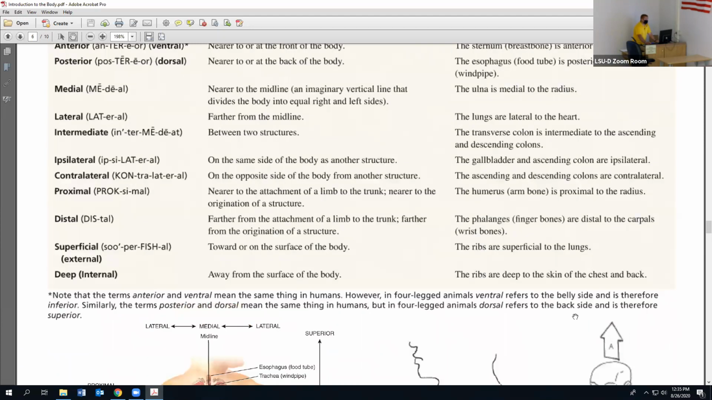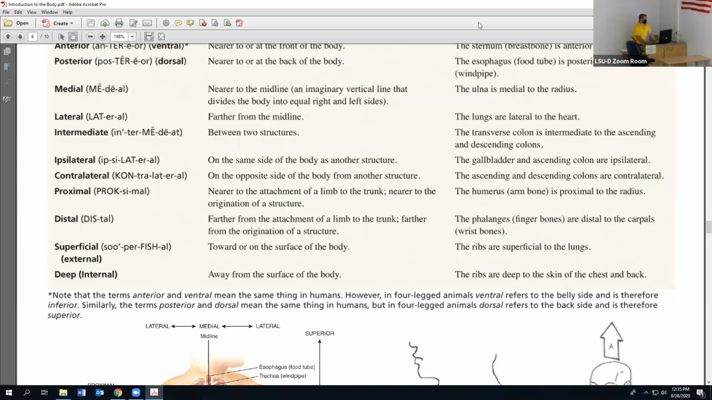Fill in this sentence: the heart is blank to your lungs. Is it medial or is it lateral? Medial. Now you could also use this term instead, and that's the next one, intermediate, because your heart is between your lungs. We rarely use intermediate, and I don't even have an arrow in those pictures for it, but that's another term.